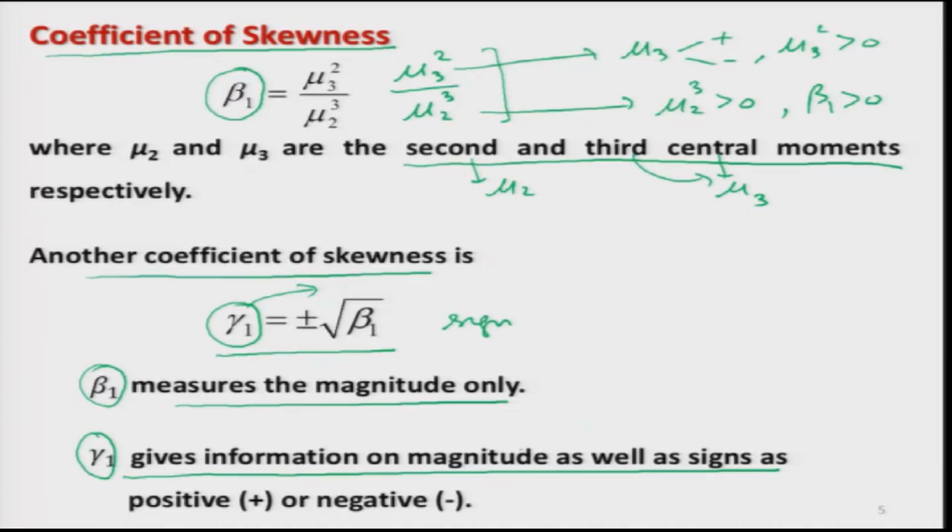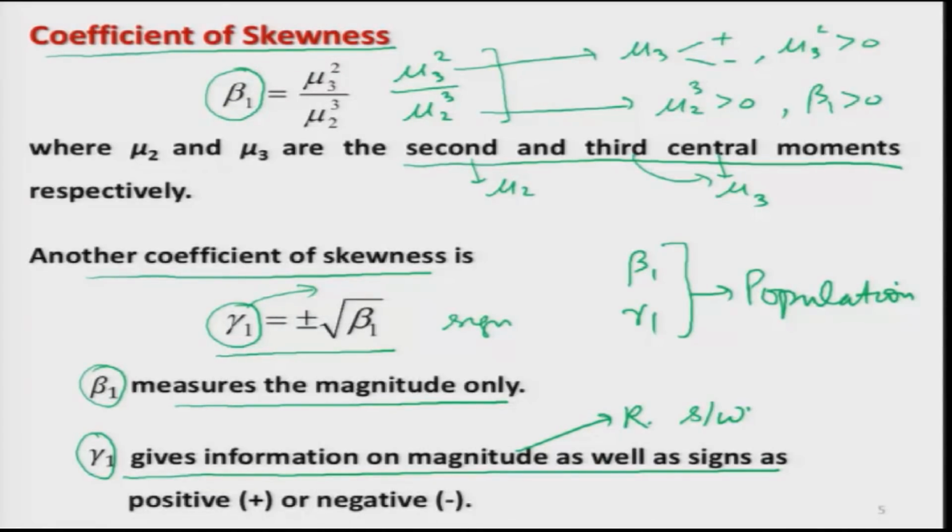And you will see that the R software provides the value of gamma 1. And one thing you have to notice here, I can explain on this slide itself, that I have defined beta 1 and gamma 1 here for the population.